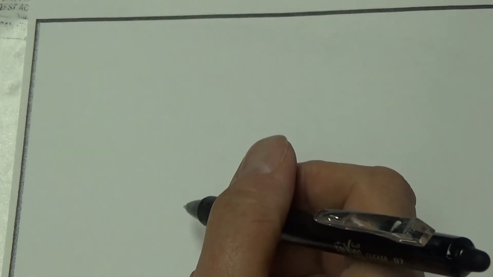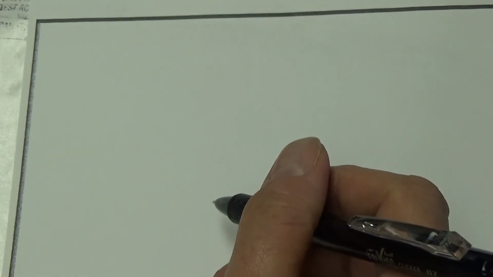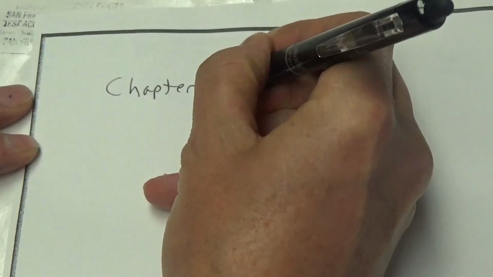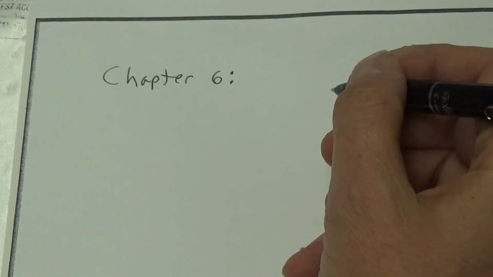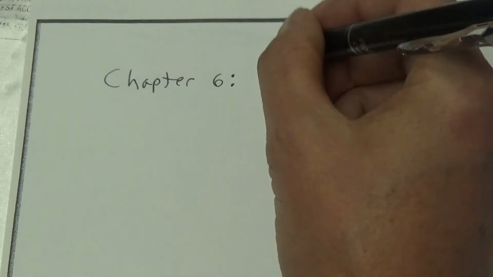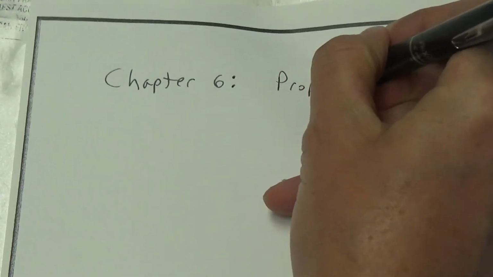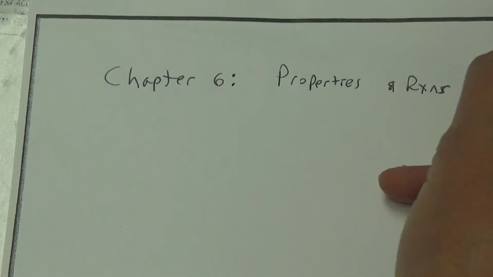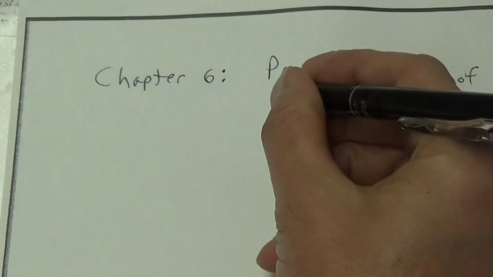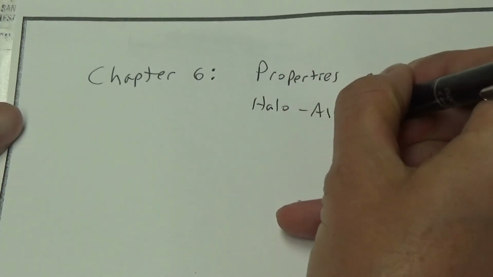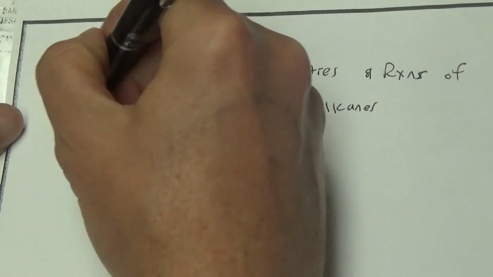Alright, we are moving on. We just finished Chapter 5, the stereochemistry chapter, and we're on to Chapter 6, which is going to be a little more chemical reactivity, properties and reactions of haloalkanes. Properties and reactions of haloalkanes.